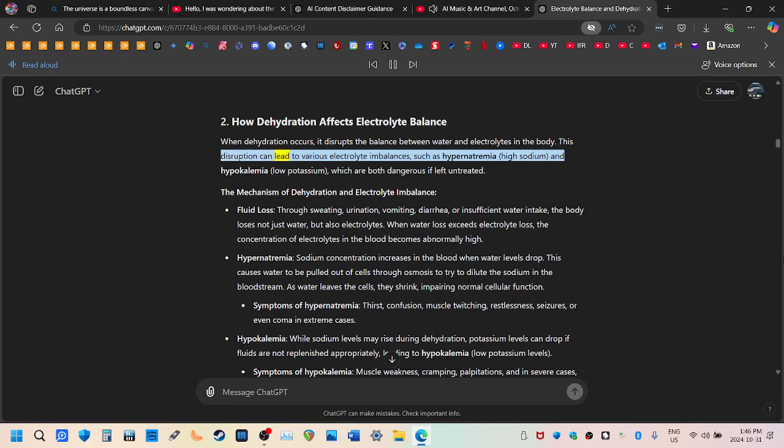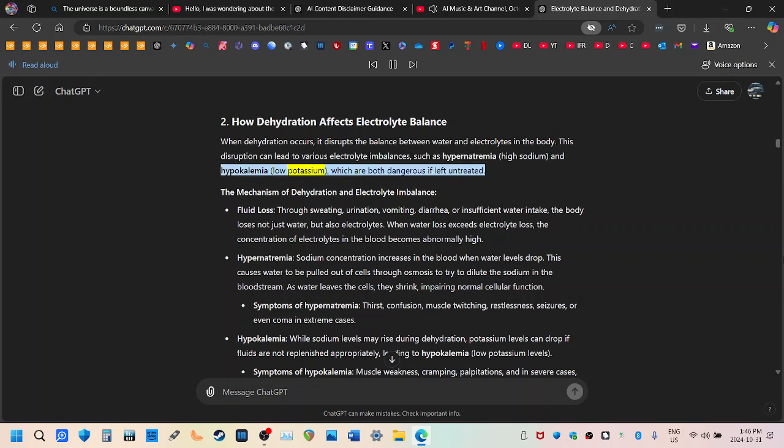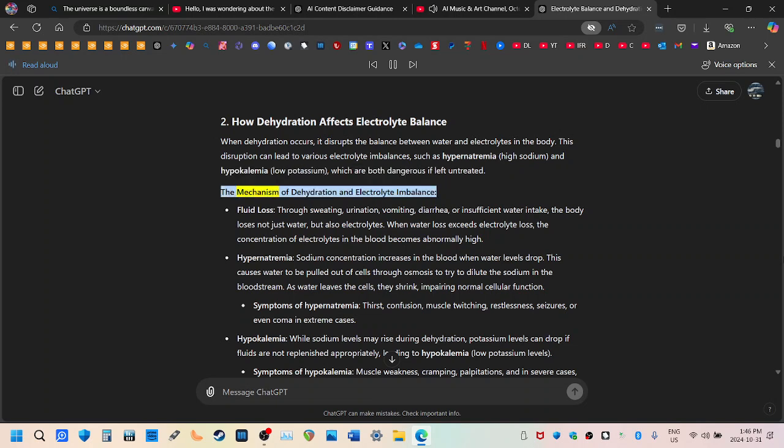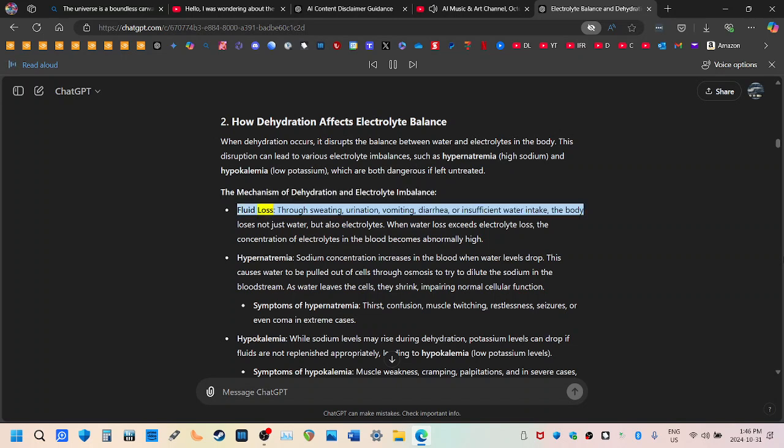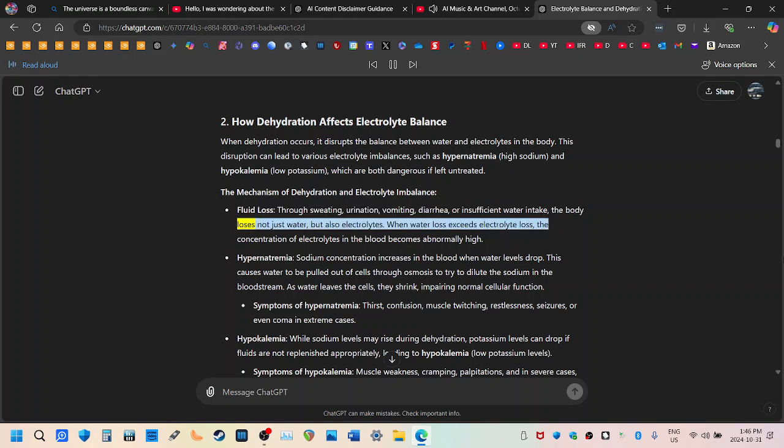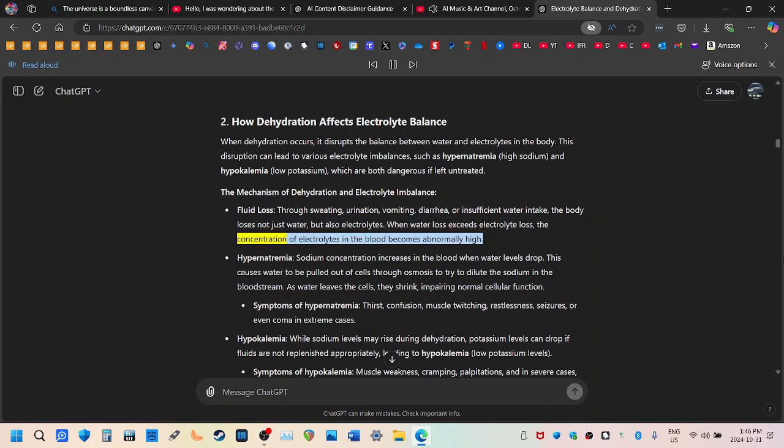This disruption can lead to various electrolyte imbalances, such as hypernatremia (high sodium) and hypokalemia (low potassium), which are both dangerous if left untreated. The mechanism of dehydration and electrolyte imbalance: fluid loss through sweating, urination, vomiting, diarrhea, or insufficient water intake. The body loses not just water, but also electrolytes. When water loss exceeds electrolyte loss, the concentration of electrolytes in the blood becomes abnormally high.